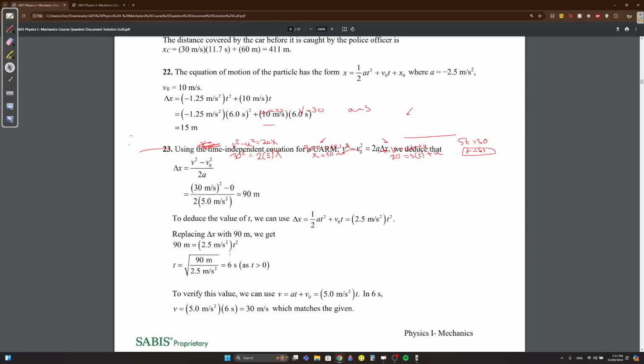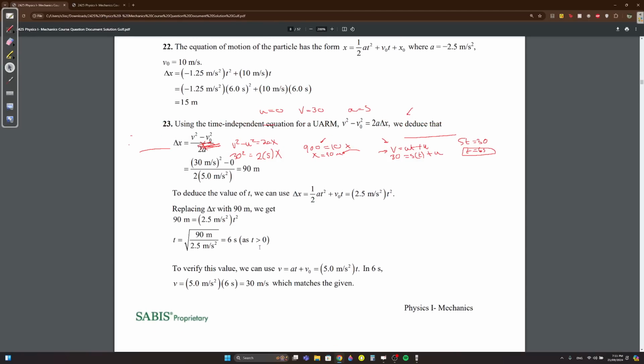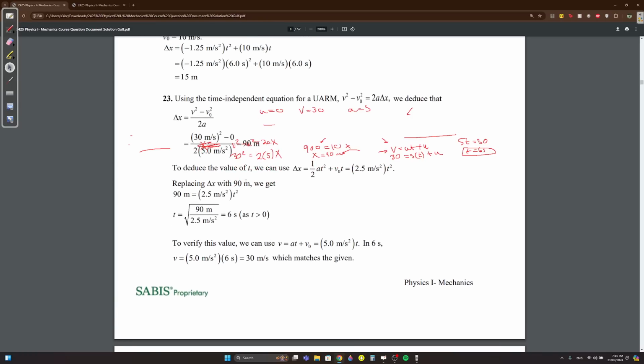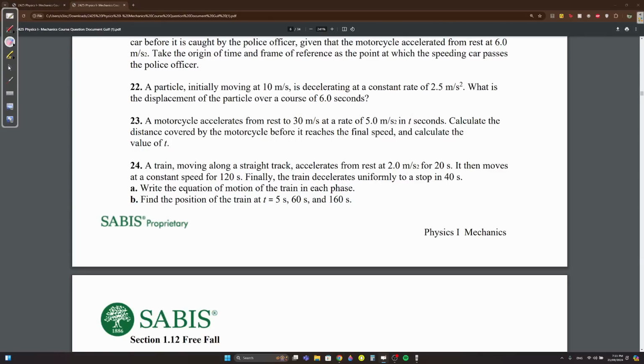What did they use? They use this? Okay, no. We just use v equals at plus u. So yeah, they used both.